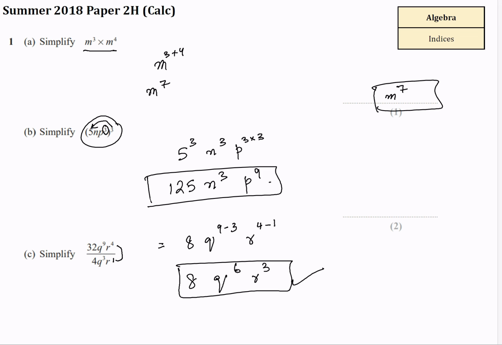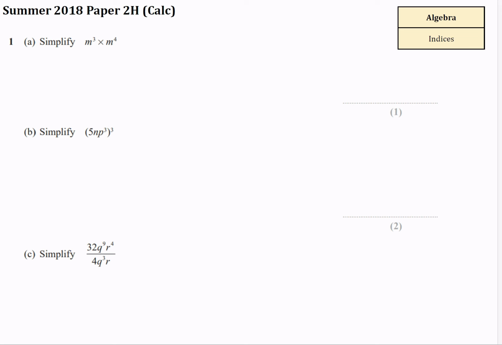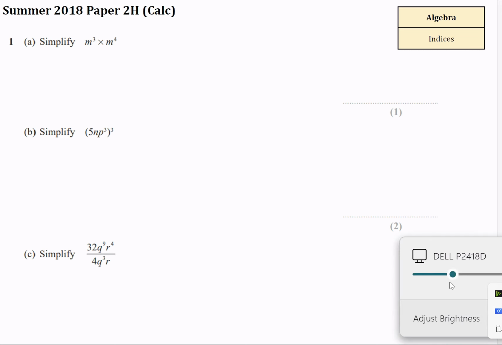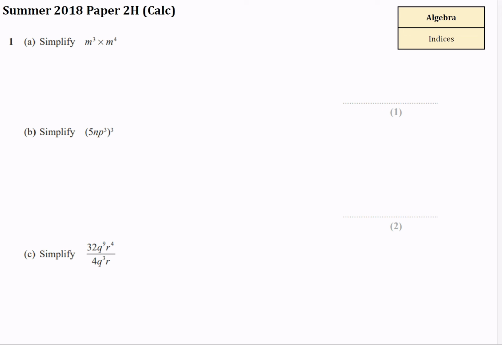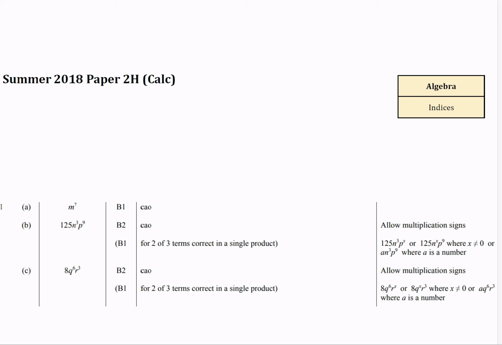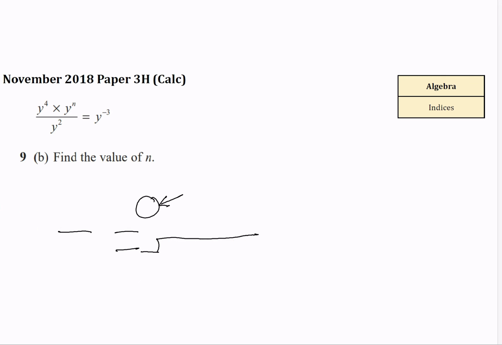Let's have a look at our answer sheet before going to the next question. Okay. All answers are correct. This CAO means correct answer only is required. B1 means that for two terms, if the two terms are correct in the answers, then you will get 1 mark for that, because this question is of 2 marks. So let's go to the next question.